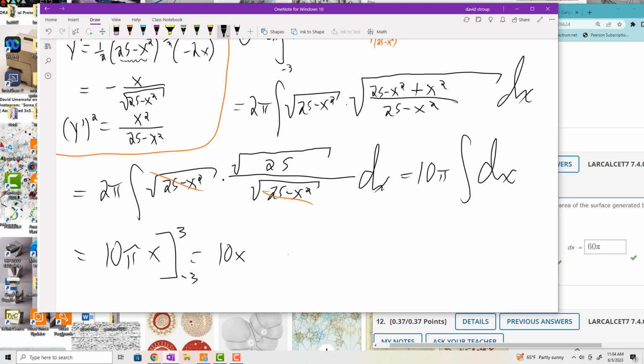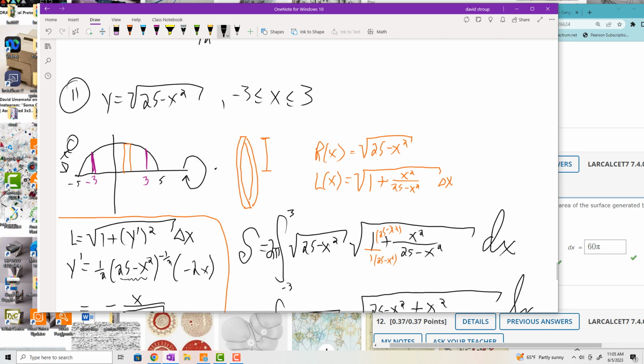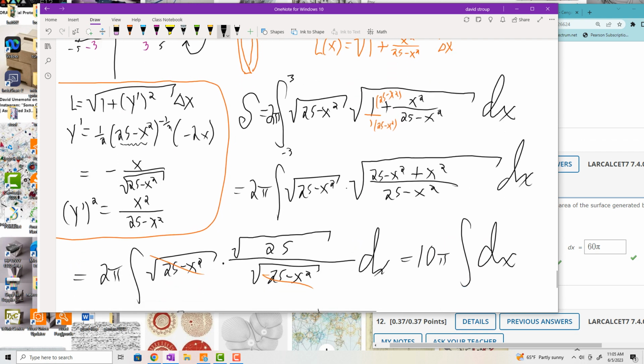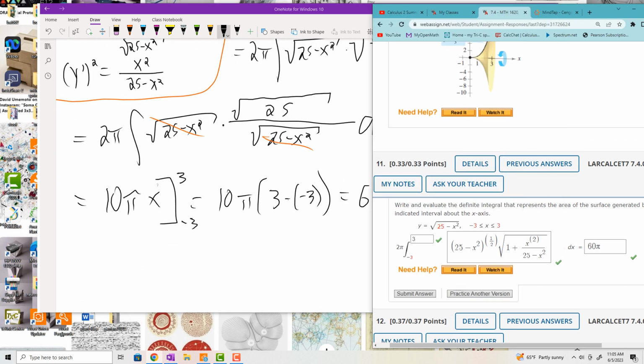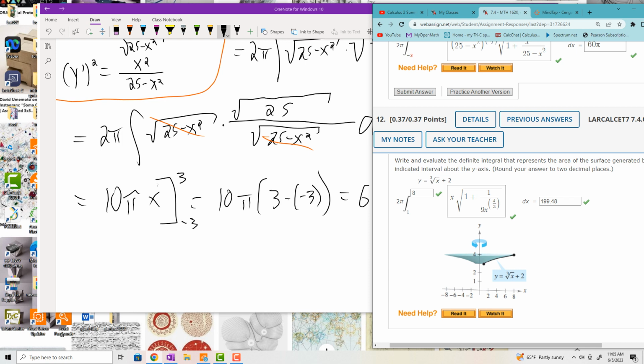Okay, so I'm going to get 10 pi x times 3 minus negative 3, which of course is just 6. So you get 60, and I lost my pi. Oh, that's 10 pi, not 10x. If I could get the eraser to work, that would be great. There we go. Okay, so it's going to end up being 60 pi. So it looked pretty intimidating, but ultimately there are so many nice cancellations in the algebra that it's not too big of a deal.